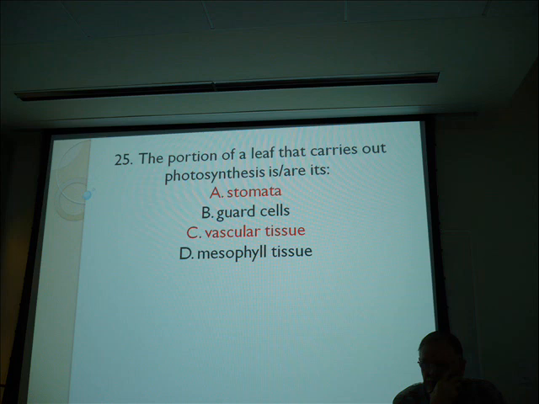What part of the leaf actually carries out the photosynthesis? Vascular? The mesophyll? Palisade? The mesophyll tissue. Nothing else makes sense. So you could back into that one by eliminating the ones that were not right, and still probably arrive at mesophyll.